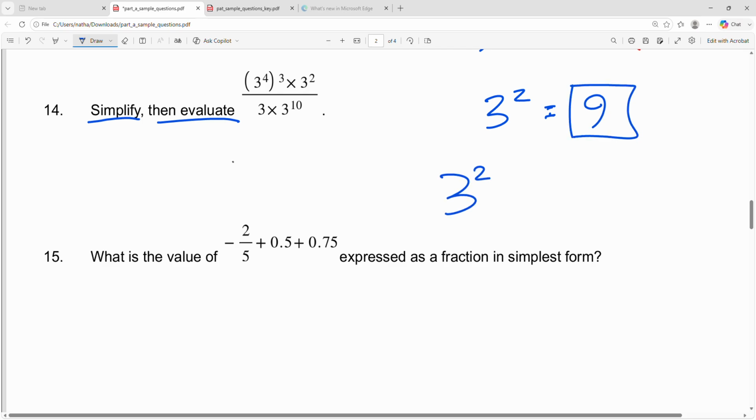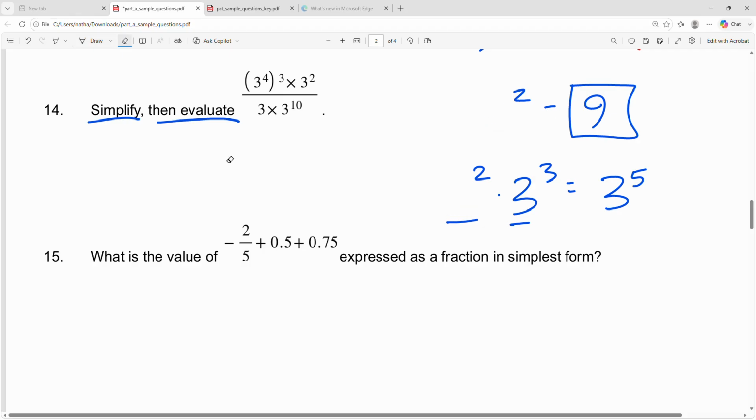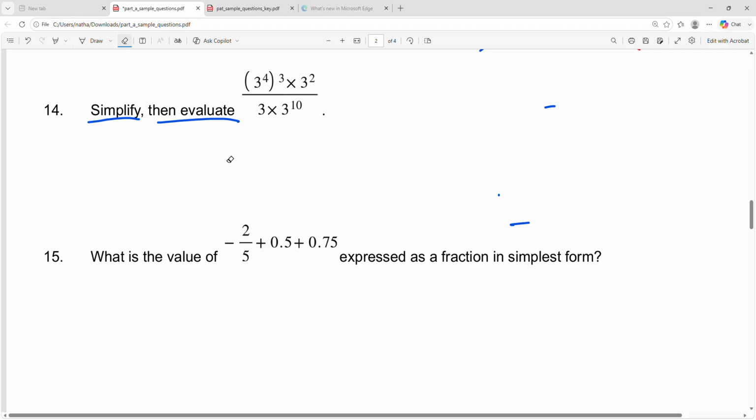If I have something like 3 squared times 3 to the power of 3, and I just say simplify only, that means I want to combine terms where I can, so I know I've got the same base here. When we multiply powers with the same base, we know we can add the exponents. So I would get 3 to the power of 5, and I would stop there if it only said simplify. But it says simplify and then evaluate, okay? So we're going to simplify, and then we're going to get a number after. Okay, we're going to evaluate that.